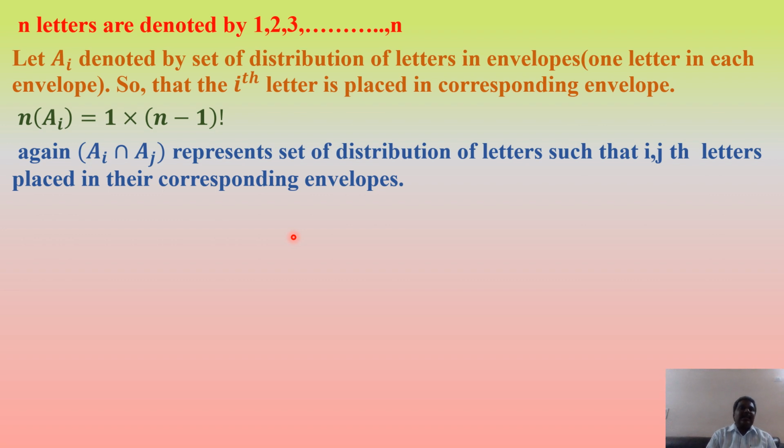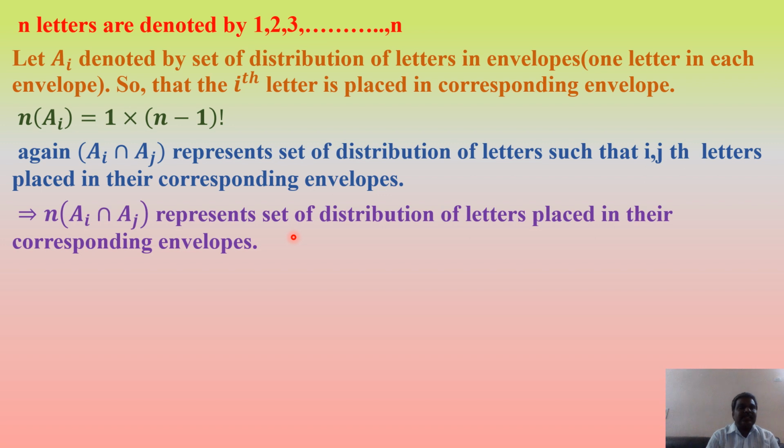See here, Ai intersection Aj is another set which consists of all distributions of letters to envelopes, in such a way that the ith letter and jth letter are placed in their corresponding envelopes, right? Correct envelopes. That is how many ways? See here, n of Ai intersection Aj is nothing but the number of elements in Ai intersection Aj. That is 1 into 1 into n-2 factorial.